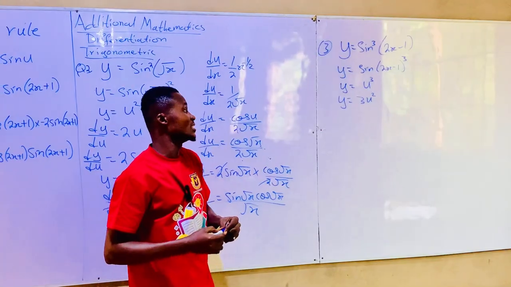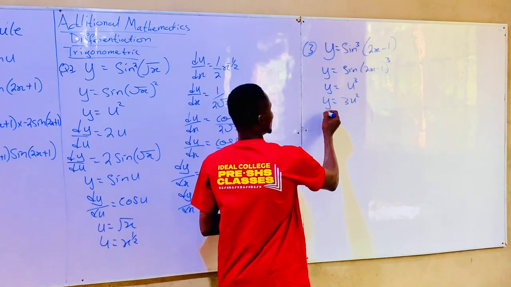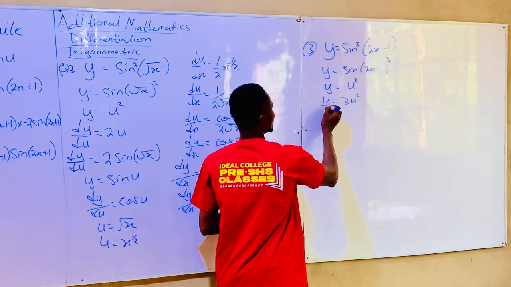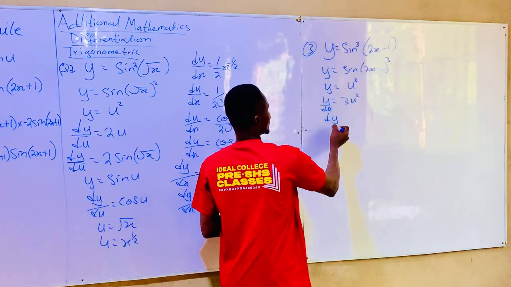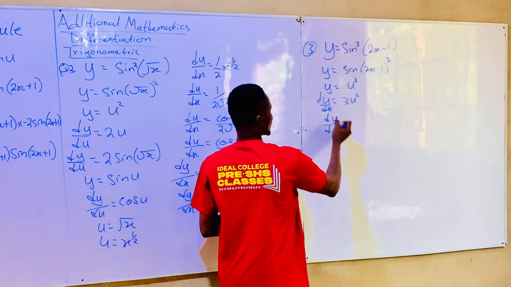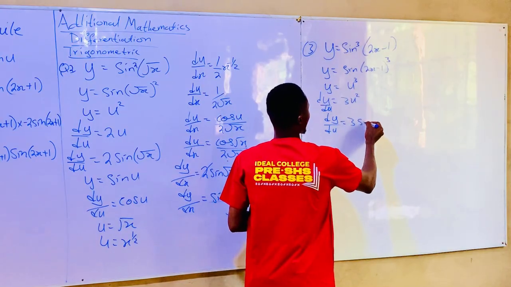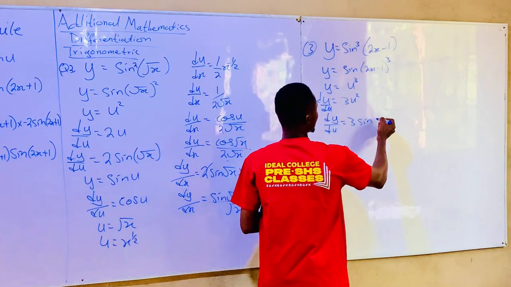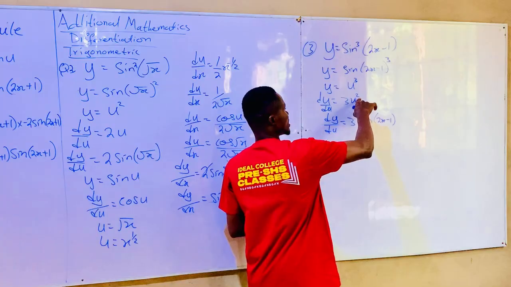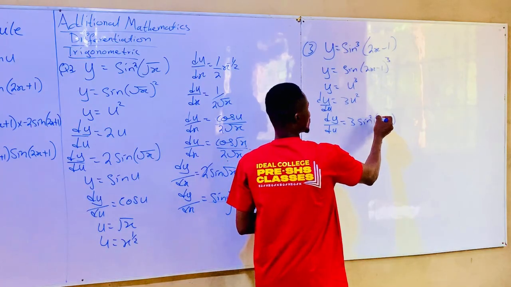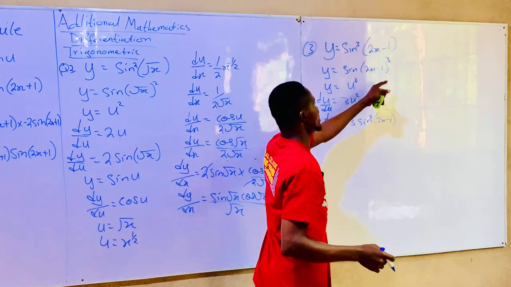Now after you are done differentiating this, we go back and substitute it back here. So our dy over du will be equal to 3 sine, then our u is giving us 2x minus 1. But since there's a squared here, we put a 2 on the sine because we inverted it to be this.